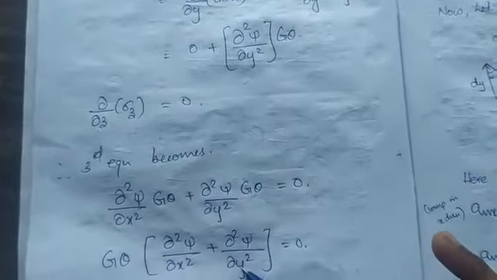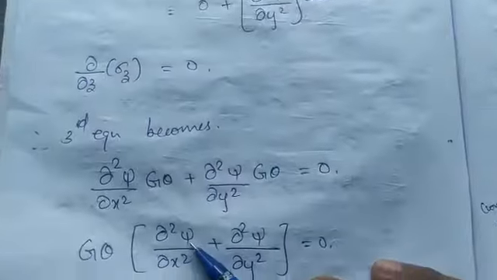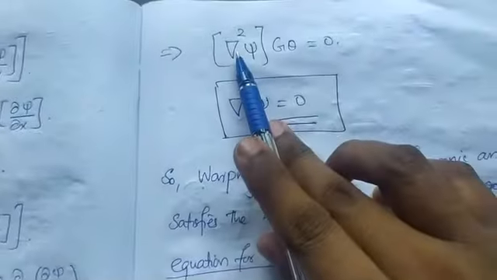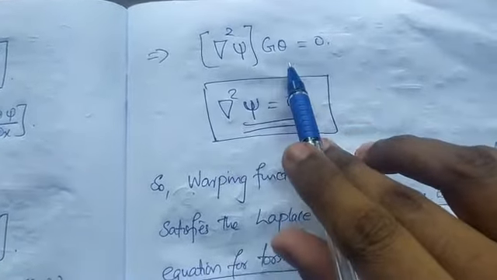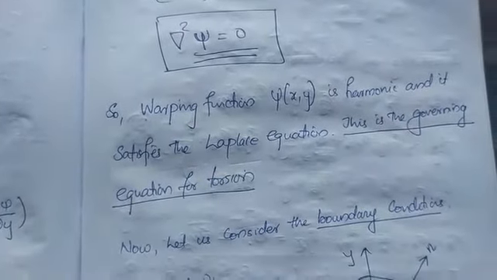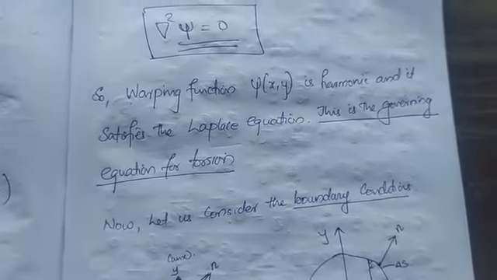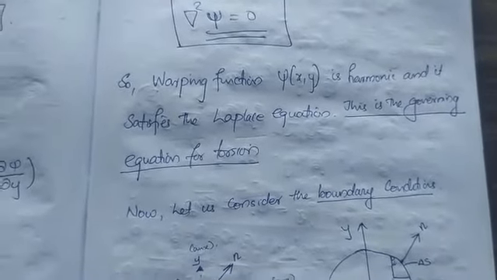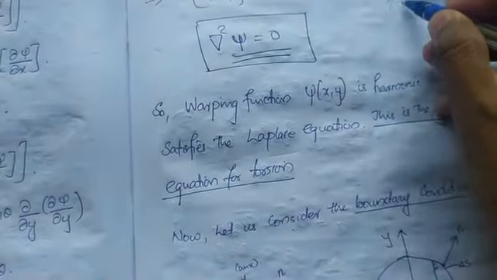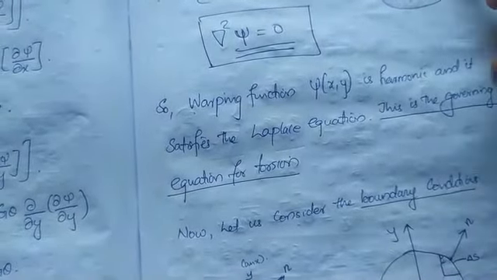You take G theta in common, it will go. So this is nothing but, if you consider dou square by dou x square plus dou square by dou y square as del square, then del square psi is equal to 0. So the warping function psi of xy, already we know that we were studying the Laplace equations, the stress functions, where we found that del power 4 phi is equal to 0. If this condition is happening, the system is called harmonic.